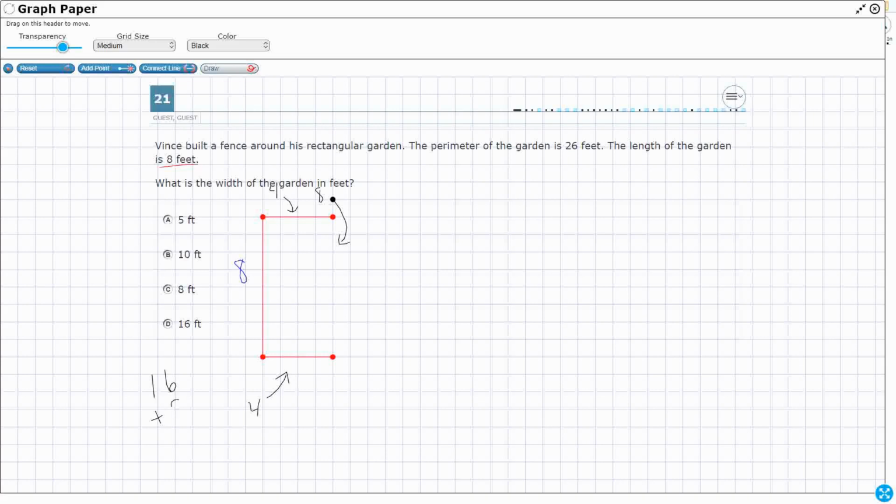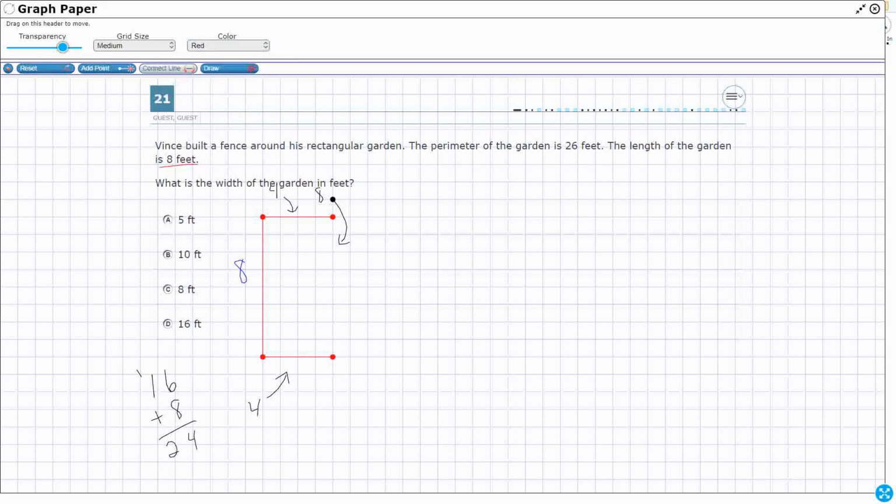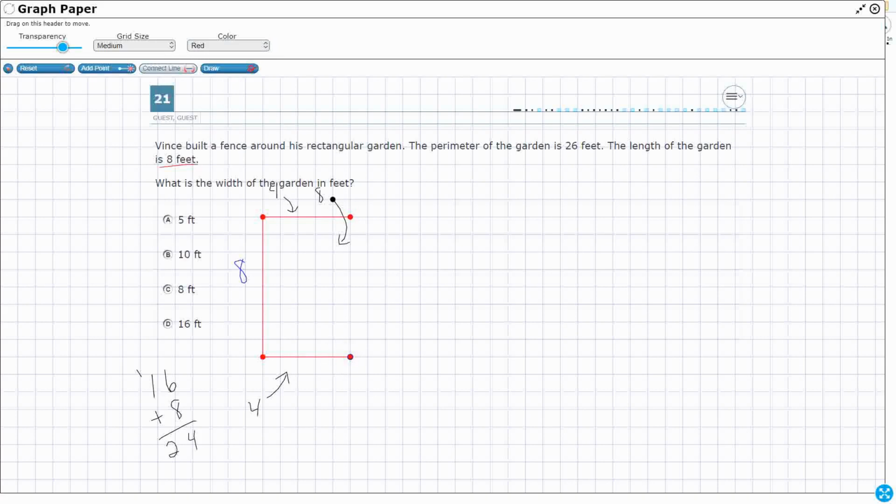If I add those two together, look what I've got. I am really, really close. I've got 24 feet, and I need to get up to 26. So I need it to be 2 feet longer. So what I could do is go back here and finish out this. What if I extended that out to there, and extended that out to there? You see how I added a foot to the top and a foot to the bottom?